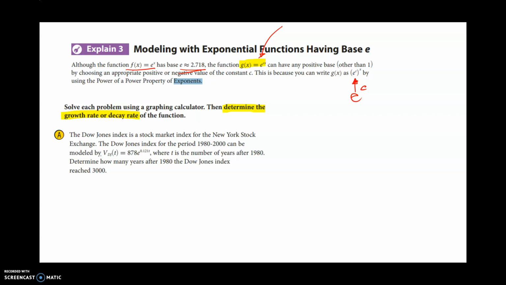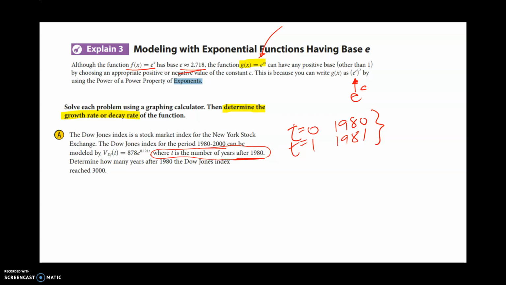So the Dow Jones index is a stock market index for the New York Stock Exchange. For this period from 1980 to 2000, it can be modeled by this equation, where t is the number of years after 1980. So that means if t was 0, 1980 would be the year. t equals 1, 1981 would be the year. That's how they typically do that when we're working with timeline problems.